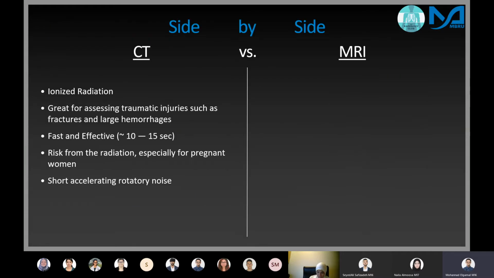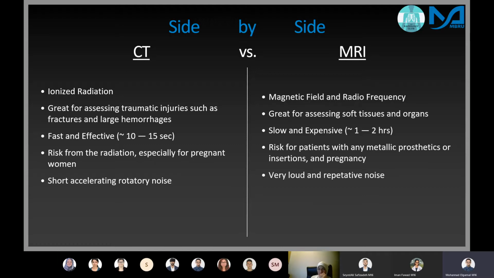So quick summary, we said CTs use X-ray radiation, and it goes 360, and it's usually used when you're assessing traumatic injuries, any fractures or large hemorrhages or large tumors, and you're trying to detect them. It takes about 10 to 15 seconds. And there is a risk of radiation if you're going to do it frequently or if you're a pregnant woman. And it has a short, accelerating, rotatory noise to it. It just sounds like something spinning really fast, almost like a washing machine or an airplane, I guess.